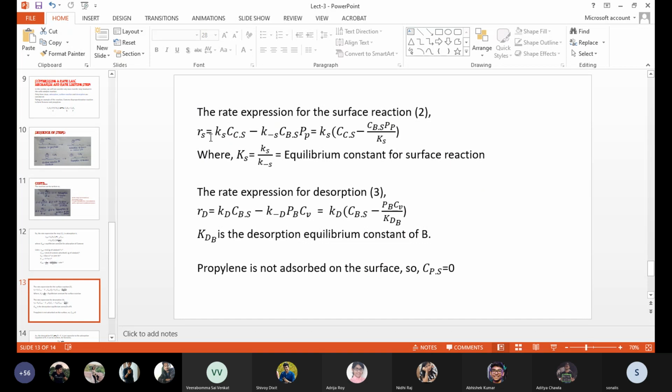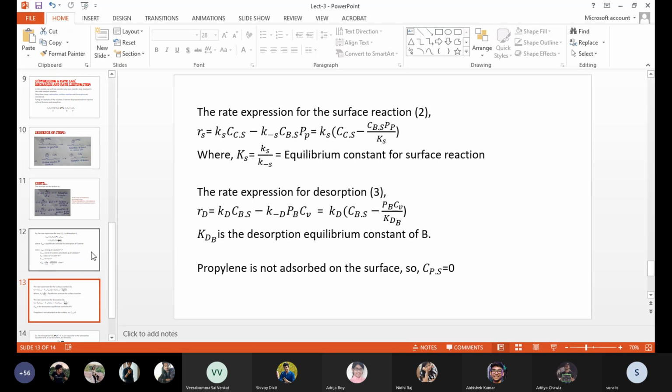Here RS is equal to Ks into the concentration of occupied site C·S, CCS, minus K of minus S, the reverse reaction, into CB·S into PP, the partial pressure of propylene, because propylene is not adsorbed after it forms, but benzene is adsorbed. Similarly, we get this expression having the reaction equilibrium constant in it. Ks is equal to small ks by k of minus S, the equilibrium constant for the surface reaction.